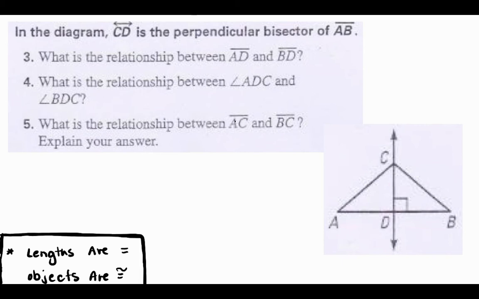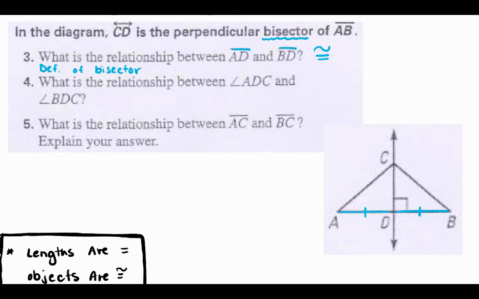So the first relationship that we're looking at is the relationship between the segment AD and the segment BD. And this is actually going to use the definition of bisector. Our definition of bisector tells us that we are dividing that into two congruent pieces. So these two are congruent to each other.